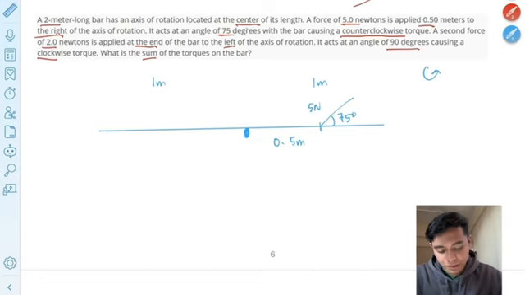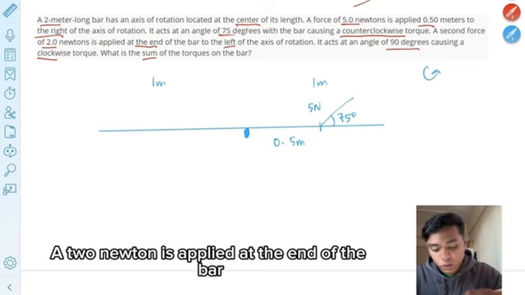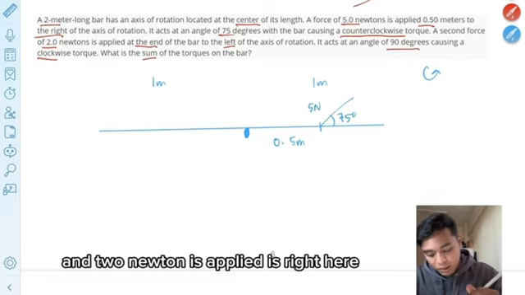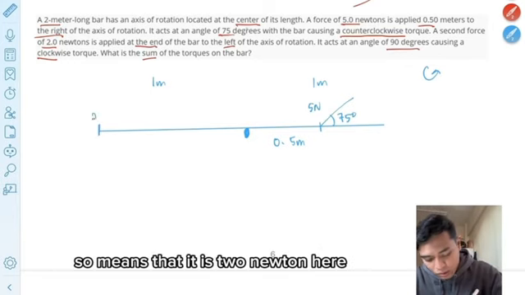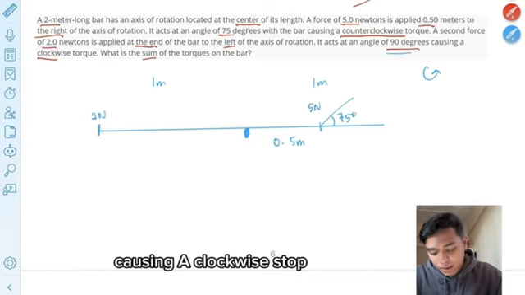Enough with the first part. The second force is 2 newtons applied at the end of the bar to the left. So at the left end, the 2 newton force is applied right here. And then it says that it acts at an angle of 90 degrees, causing a clockwise torque.